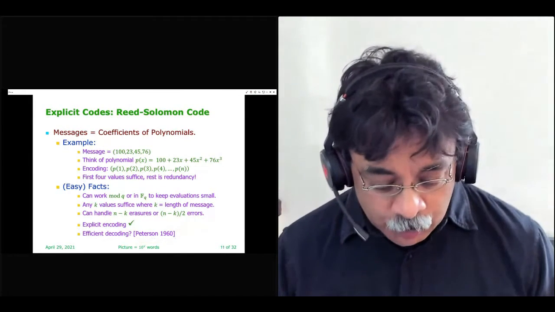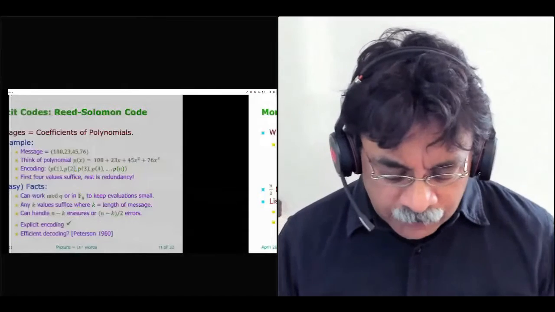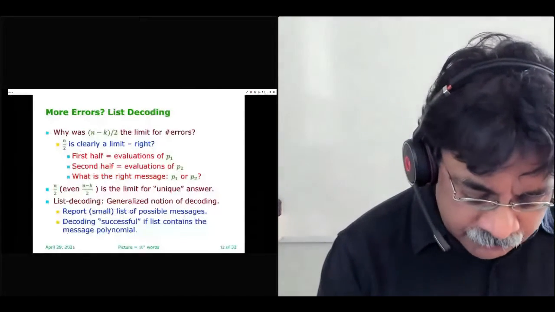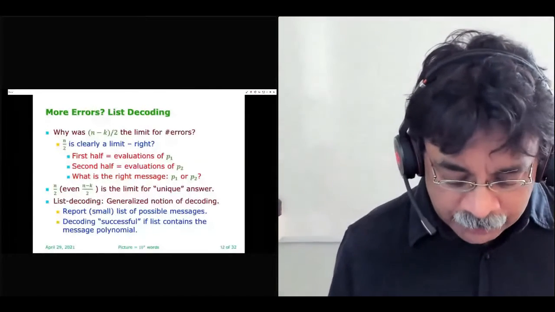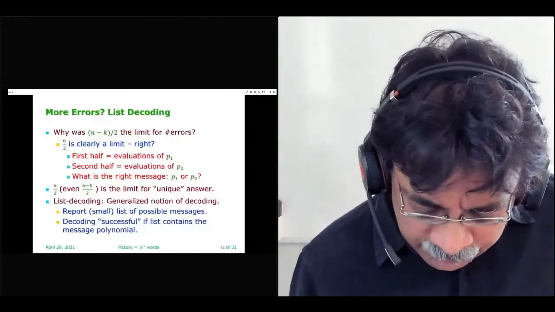Okay, so this is how we could work. In fact, in the rest of the talk, I'll even give you an algorithm for a more complicated problem called list decoding. What's list decoding trying to get?